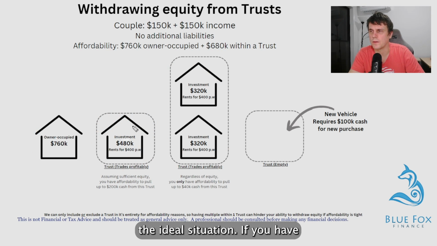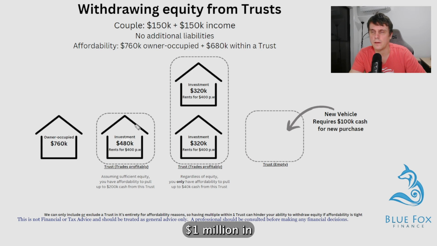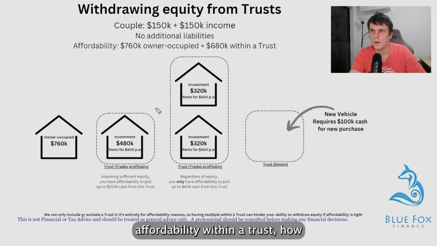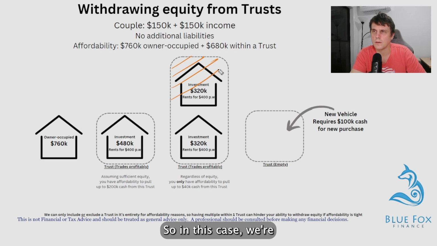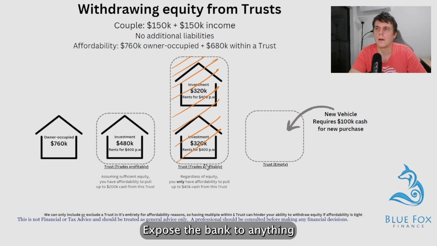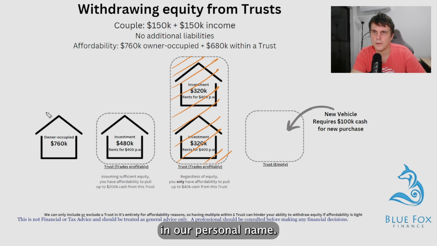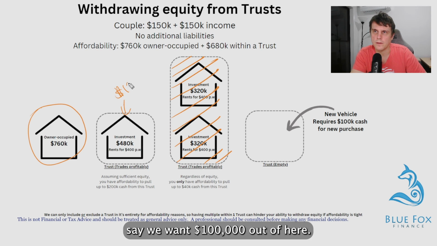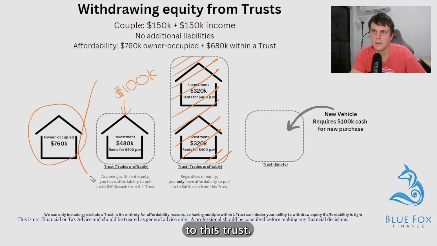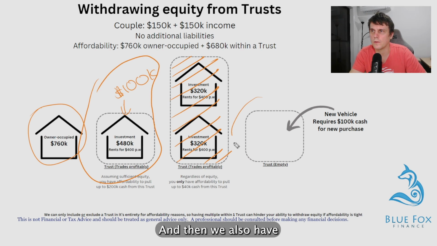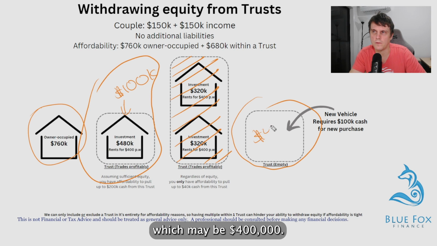And I guess I'll give you also the ideal situation. If you have, let's say, $1 million equity affordability within a trust, how we would actually apply for these as an ongoing thing, the best way to do it would be always ignore whatever trusts we're not using. So in this case, we're going to say this one. Expose the bank to anything in our personal name, so we always have to expose them to this. And then whichever one we're getting the equity out of, so we're going to say we want $100,000 out of here, we got to expose them to this trust. And then we also have to expose them to our proposed purchase, which may be $400,000.